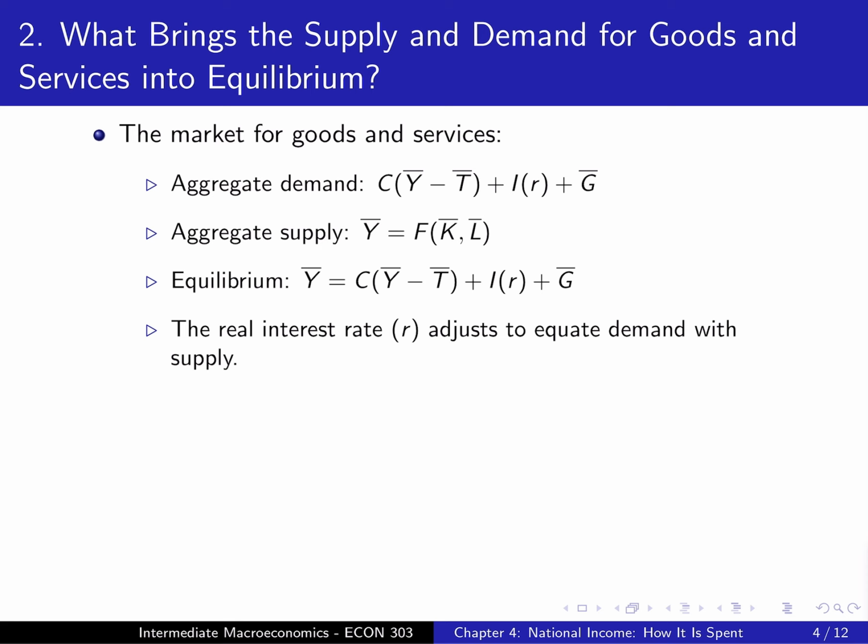Here, the real interest rate R plays a crucial role. It adjusts to ensure that planned spending demand matches the total output supply. If demand is too high, R will rise to reduce investment. If demand is too low, R will fall to encourage investment.